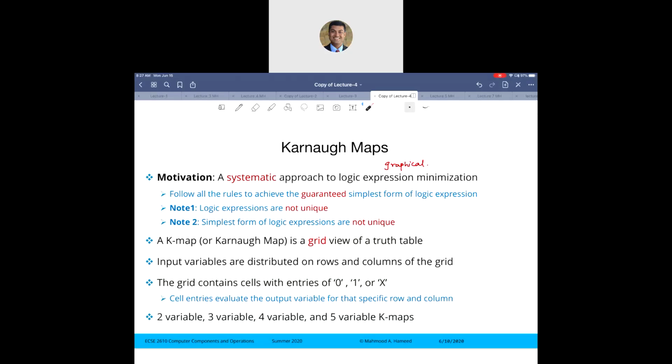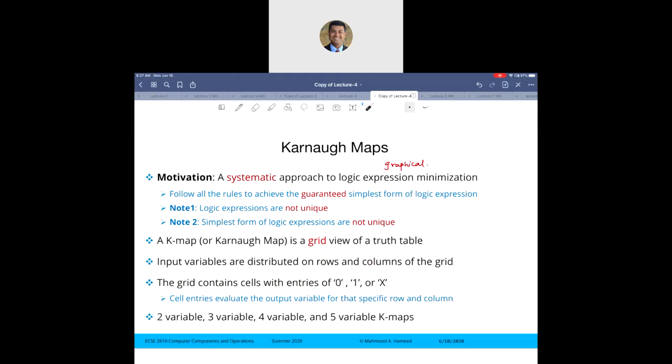All right, so what is a K-map? A K-map or a Karnaugh map is a grid view of a truth table. So you're essentially taking a truth table and then breaking it into rows and columns, and that makes it into a grid view. All your input variables, no matter how many you have, we will be looking at 2 input variable, 3 input, 4 input, and 5 input variable K-maps. All those input variables are distributed on rows and columns of that grid.